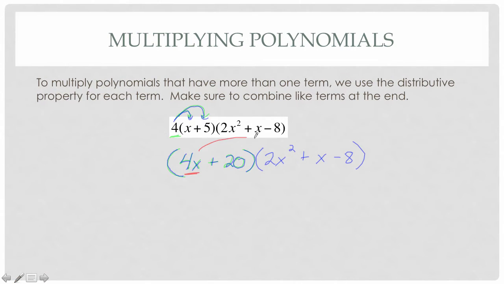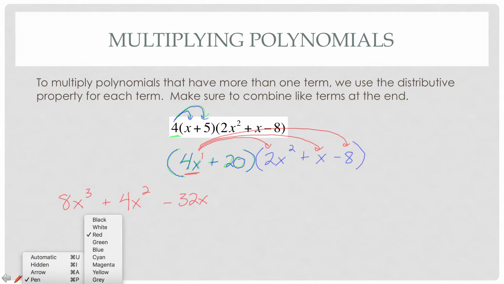The 4x is multiplied by the 2x squared. 4 times 2 is 8. X to the first times x squared is going to be 3 x's. So it's going to be x to the third. Now I've got 4x times that x right there is going to give me 4x squared. And then the 4x multiplies the negative 8 at the end to give me minus 32x.